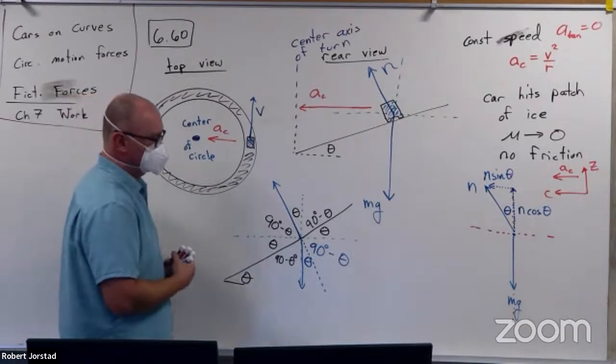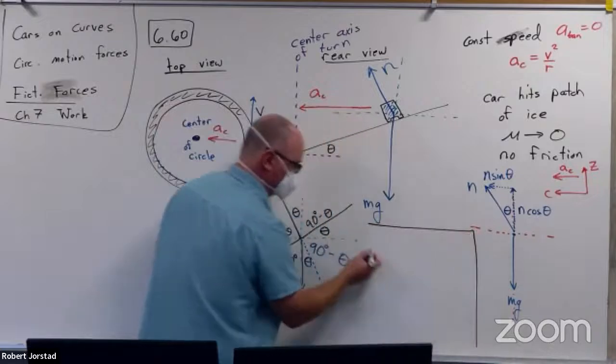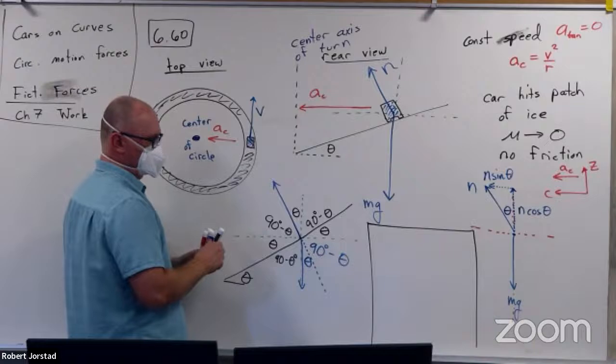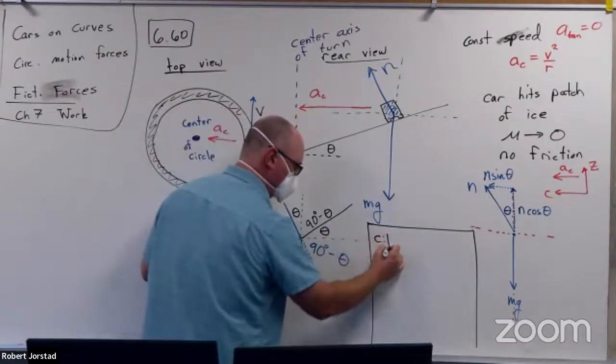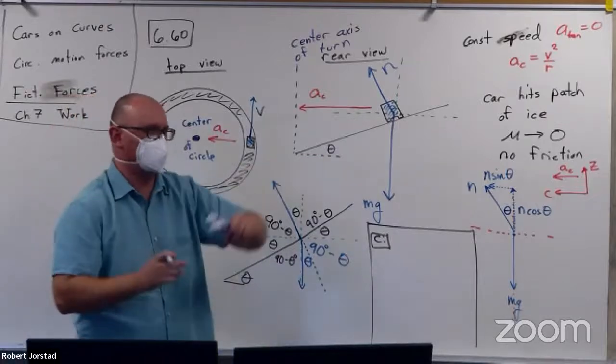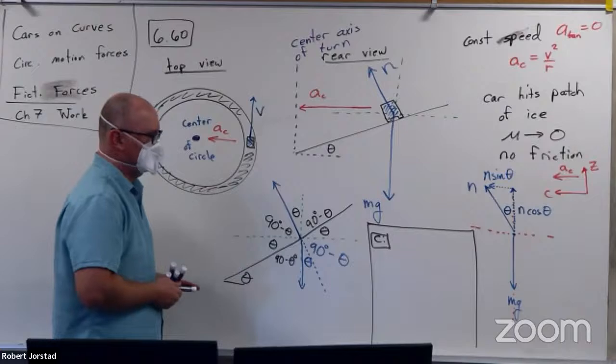In this case, just to keep it on one board, I'm going to try and squeeze this in right here. I apologize that it's going to be in this little box. What are the forces in the centripetal direction? Would the N sine beta be negative? That's what I'm asking.